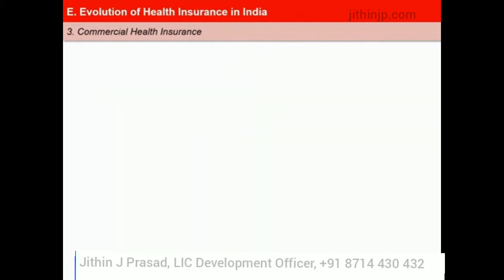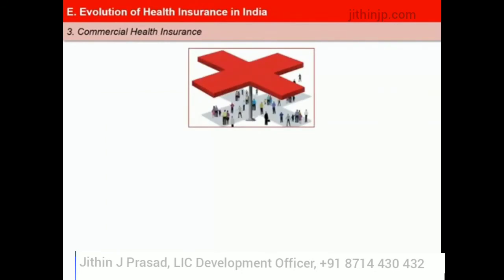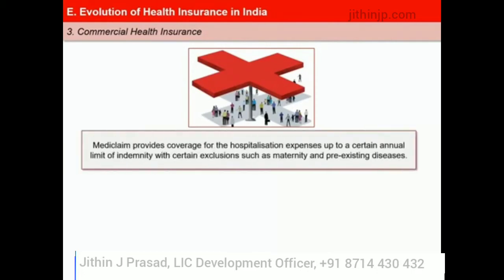In 1986, the first standardized health insurance product for individuals and their families was launched in the Indian market by all the 4 nationalized non-life insurance companies. The product Mediclaim was introduced to provide coverage for the hospitalization expenses up to a certain annual limit of indemnity, with certain exclusions such as maternity and pre-existing diseases.